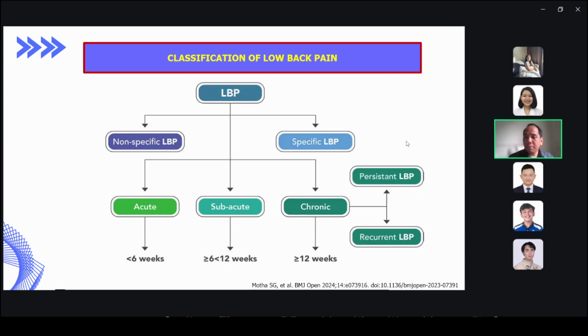So for the low back pain, we can further classify that as to the chronicity, like we have acute pag less than 6 weeks, subacute pag 6 to 12 weeks, and then the chronic pag more than 12 weeks. And then merong persistent and recurrent.